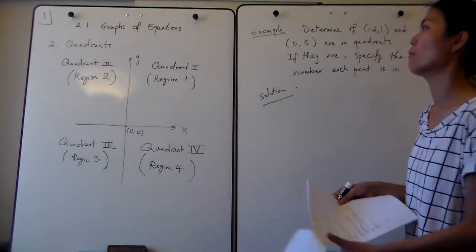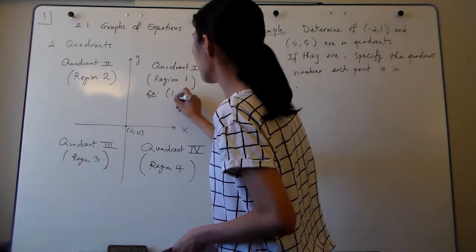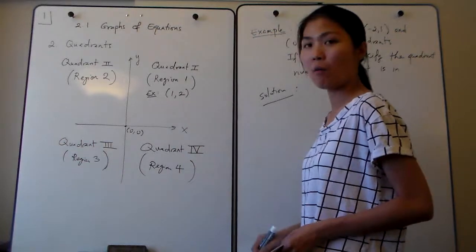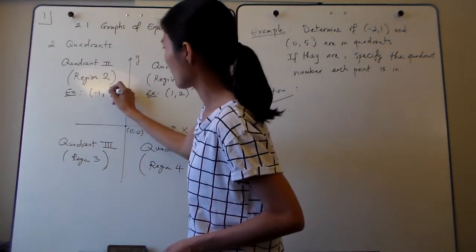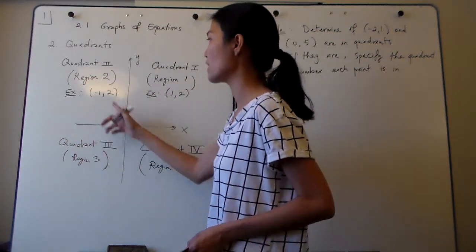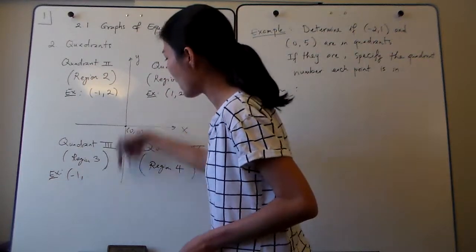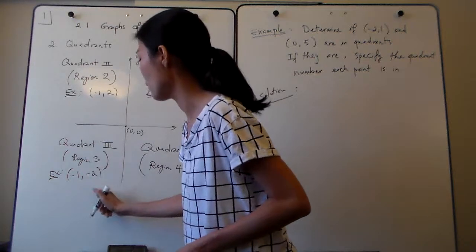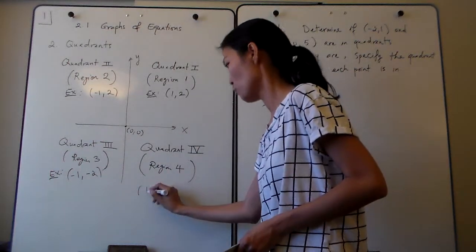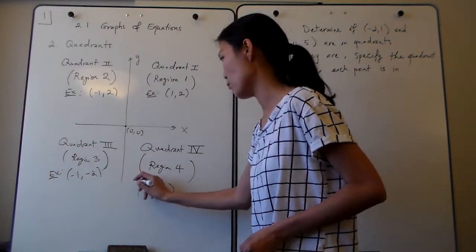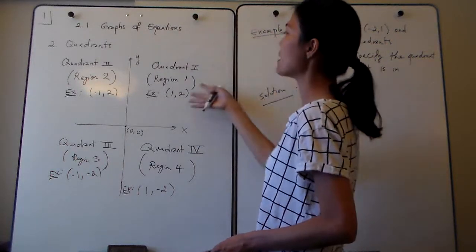Now, before I work on this example, let me give you an example for each quadrant. Quadrant 1 example: (1, 2), both coordinates, x and y, are positive. Quadrant 2 example: negative x, positive y, so the first coordinate x is negative, the second coordinate y is positive. Quadrant 3 example: negative x, negative y, so both coordinates are negative. For quadrant 4, positive x, negative y. X is the first coordinate, positive 1, and negative y is just negative 2. This is just an example to help you visualize what it means for each quadrant. It can be any points, infinitely many points in this quadrant.